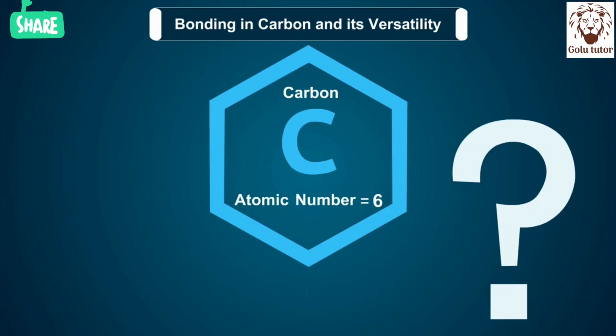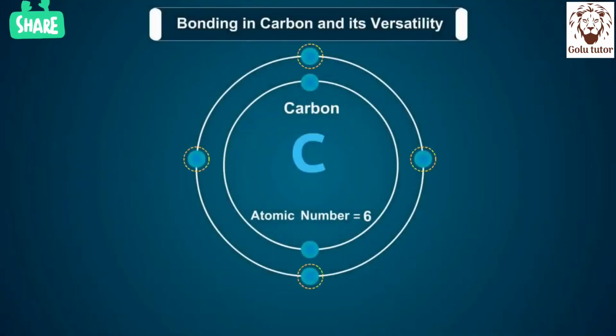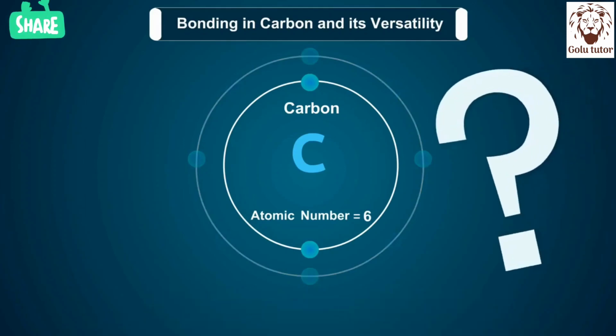But friends, why are we studying about the electronic configuration? We are studying its electronic configuration so that we can understand the type of bonding in carbon. Carbon has 4 electrons in its outermost shell. So it should either lose 4 electrons or gain 4 electrons to achieve noble gas configuration. But really, is it possible?